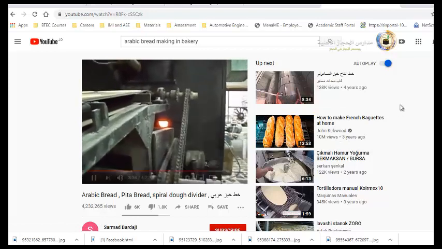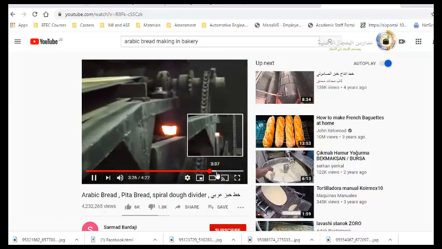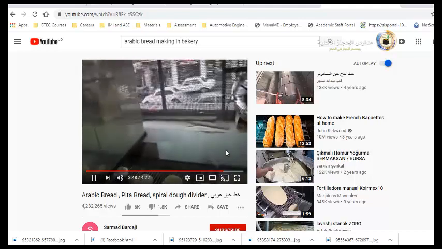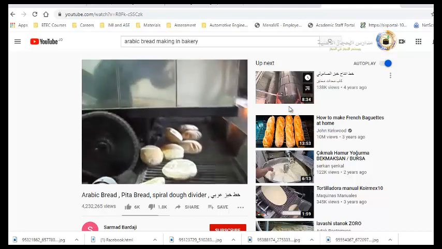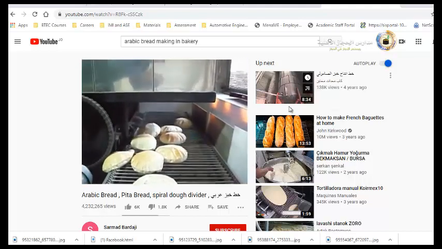Now this is the process of making bread, and let's see, it's ready. Here it is.